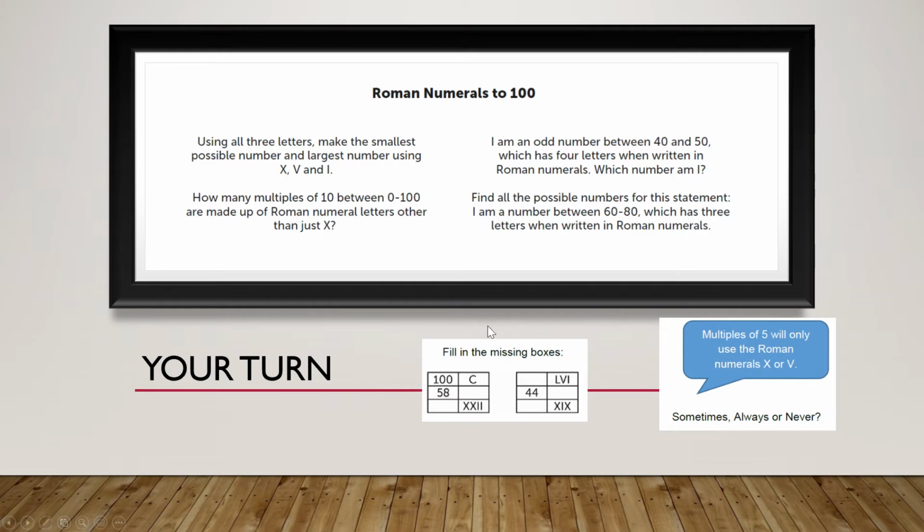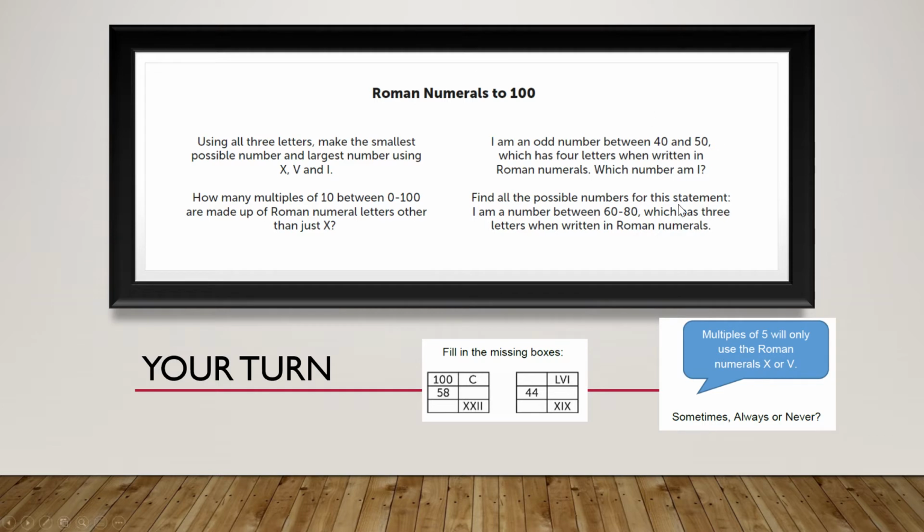With these ones, you need to convert the Roman numerals to the Arabic numerals, and vice versa. And for this one, I want you to tell me if this is true and give me an example of why it is sometimes true, always true, or never true. Again, remember that X is 10 and V is 5. So pause the video and try that, then I am going to show you an example of how we're going to reason with some other things.